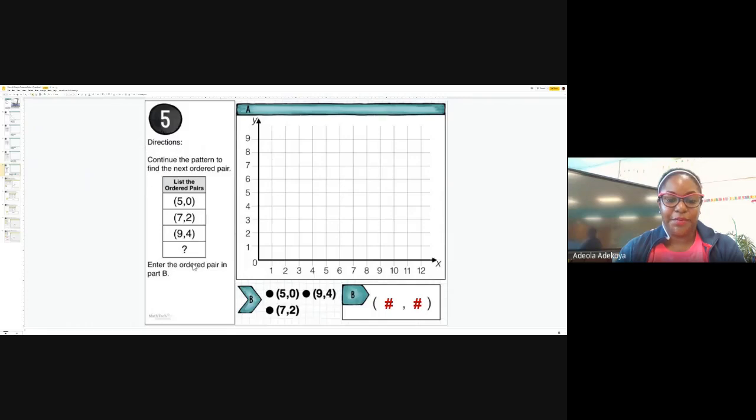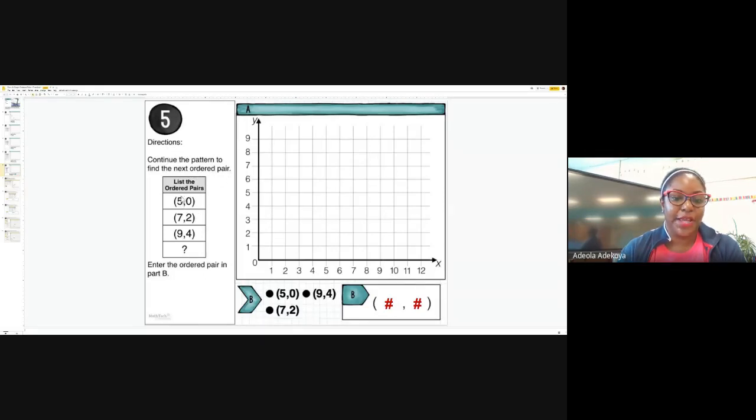So over here, I'm going to show you exactly how this works on our coordinate plane as well. So not only are we going to generate two numerical patterns and ordered pairs, we're also going to go ahead and plot them. All right, so let me go ahead and read the directions first. Directions: continue the pattern to find the next ordered pair. So here are the list of the ordered pairs.